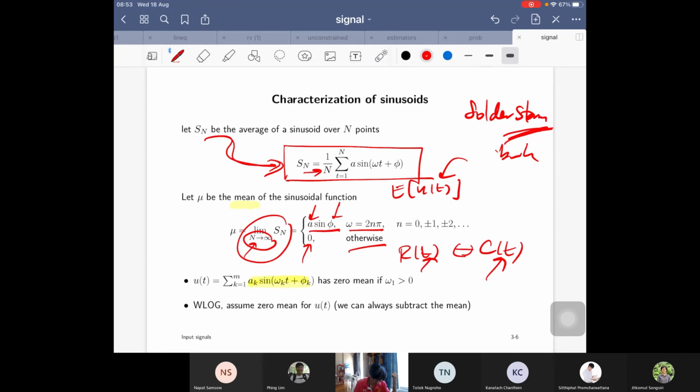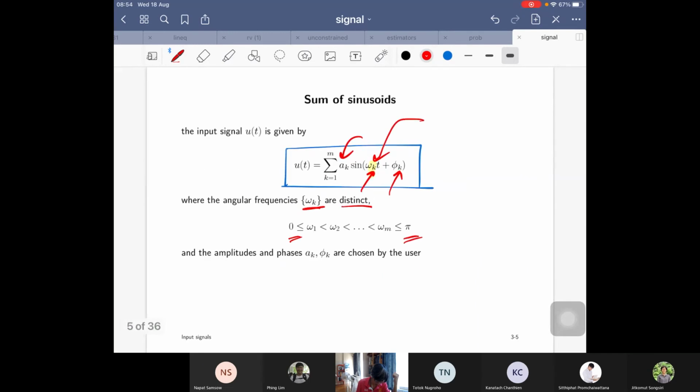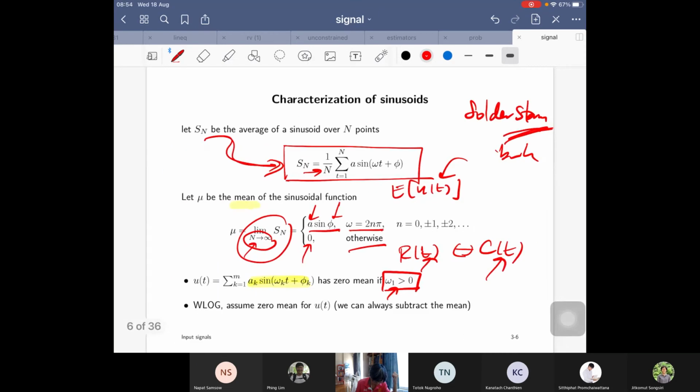Okay. So you can just pick the first frequency. Remember that in your sum of sinusoids, you have a choice of choosing these frequencies. You just choose the first one that is different from 0, and then you apply this result, so the mean will be 0 automatically. So from now on, we're going to assume that your u(t), as a sum of sinusoids, has zero mean.